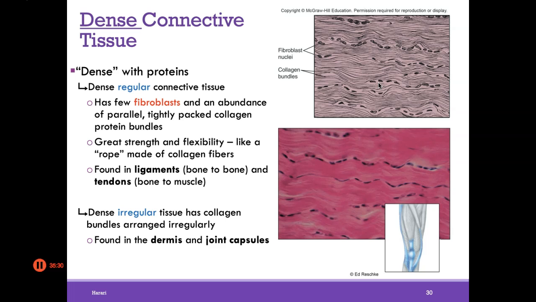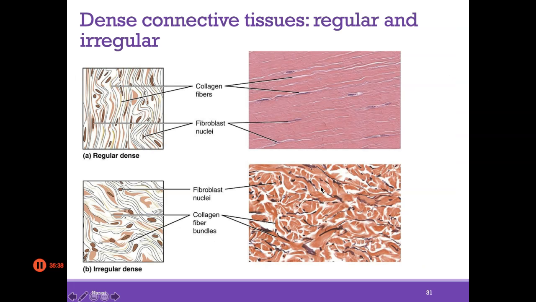So when you think about stress resistance, right, I'll show you a picture of this, the dense irregular. This is a lot better to resist stress, but this is better for flexibility and movement. So we have tendons and ligaments, obviously, are moving, right? Moving bone to bone or bone to muscle. So we need to have this flexibility of the dense regular. But in our dermis, we want more structure and support and less movement. So dense irregular is perfectly fine with the random orientation of the collagen bundles.